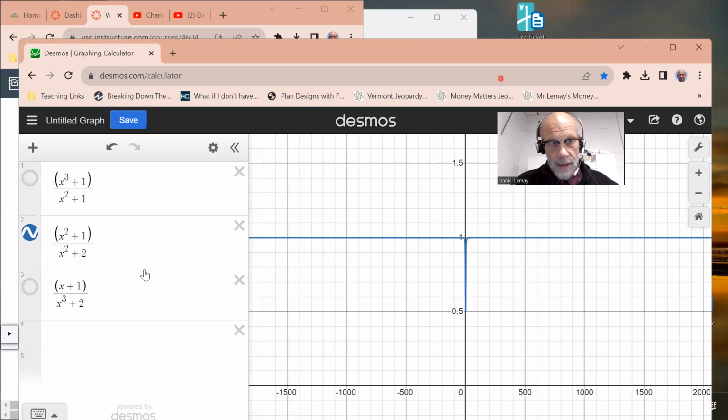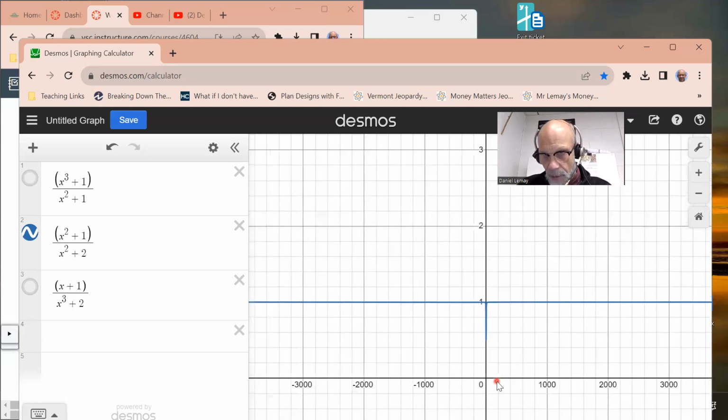So there's no vertical asymptote. There's just something happening here at 0. But way out toward infinity, well, not at infinity, you see how it settles down to the horizontal line y equals 1.